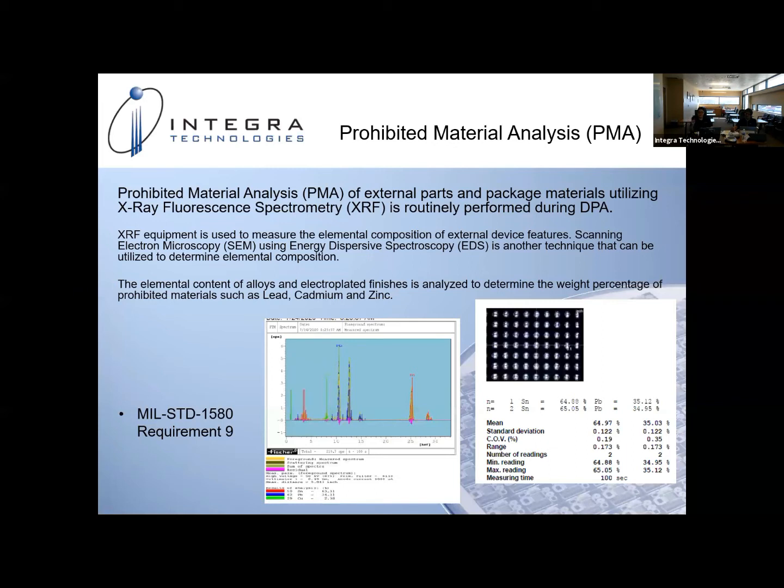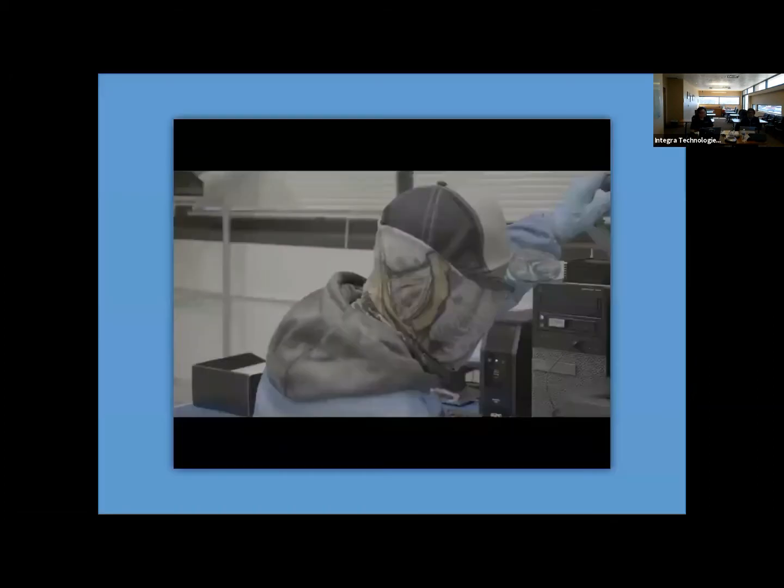And you can see here on your screen the output from an XRF machine. You have your spectra there on the left showing the elements. And then on the right is an image of what we analyzed and the weight percentage of the elements. MIL standard 1580 requirement 9 is what's driving this. Next slide, please.